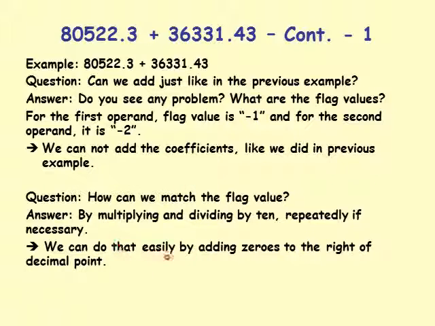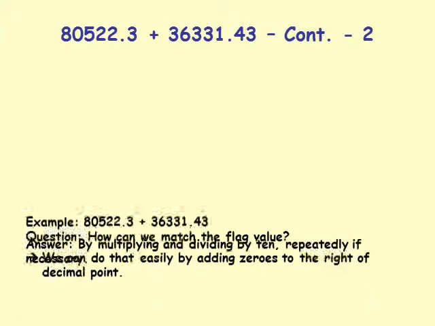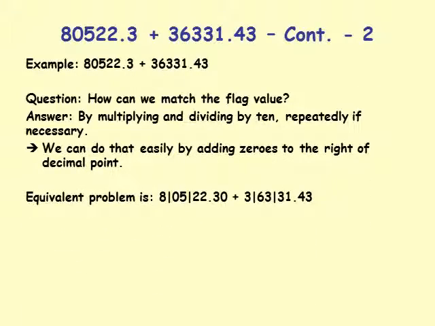Okay. First, we know that if we add a zero to the right of the decimal point, its value doesn't change, but its flag value does. It's an equivalent value, equivalent number, but the flag value does change. That's what we studied in the previous section. So now we're going to add a 0 here, and so we've got 80522 decimal 30, and now I have flag values match. -2 for the first operand and -2 for the second operand.